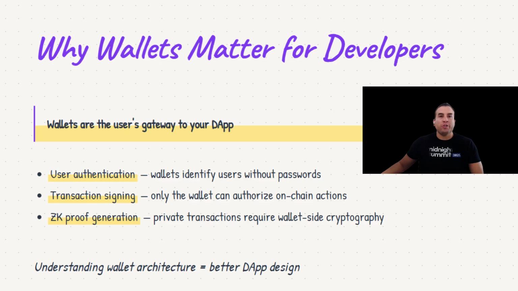First, user authentication. No passwords, no accounts, just a cryptographic identity the user controls. Second, transaction signing. Only the wallet can authorize on-chain actions. Your DApp requests, the wallet approves. Third, and this is Midnight specific, zero knowledge proof generation. Every private transaction requires a zero knowledge proof, and the wallet is where that happens.